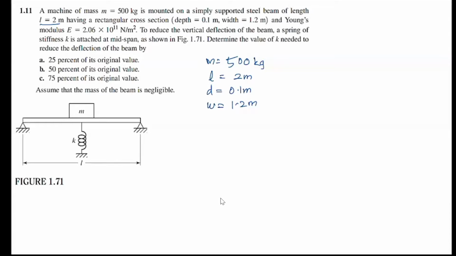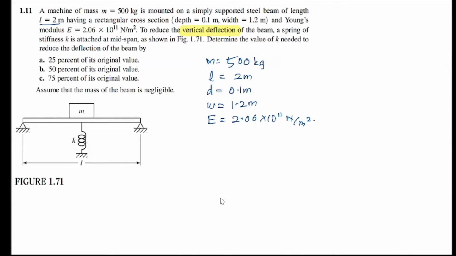And also given here the Young's modulus E, 2.06 times 10 to the power of 11 Newton per meter square. All right, so these are the values given in this question. So let's try and calculate this. The question now asks you to reduce the vertical deflection.